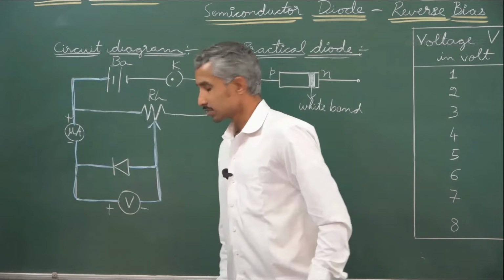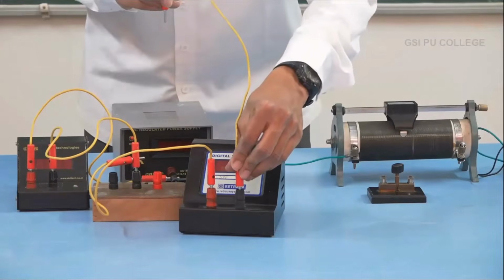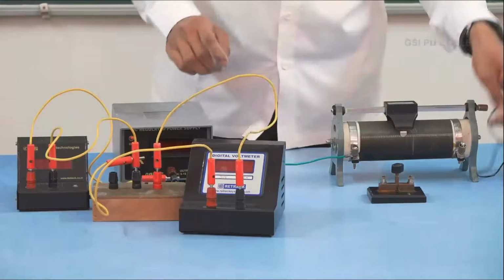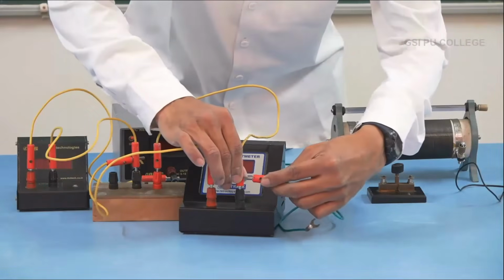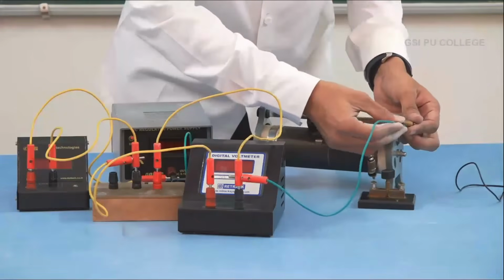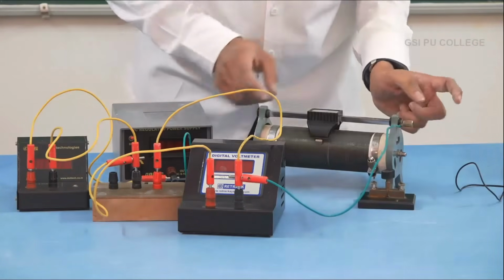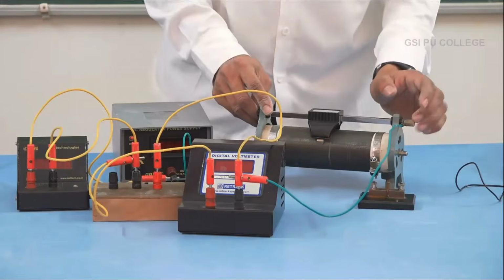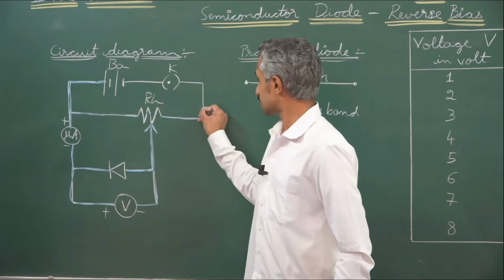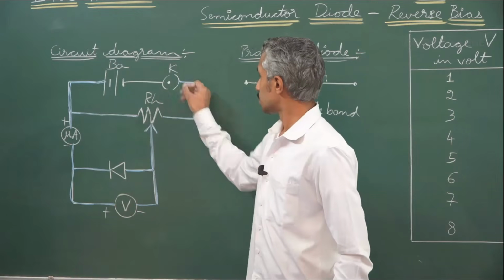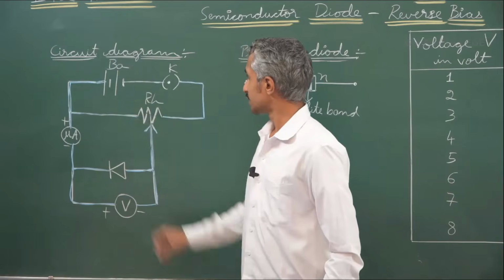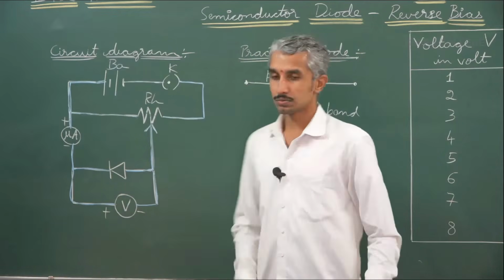So let us make the connection. From the negative end of the voltmeter to P type of the diode, also from the same negative end of the voltmeter to the variable contact of the rheostat, which is the upper contact. After this, finally, from the third terminal of the rheostat to one end of the key and from another end of the key to battery negative. So let us complete the circuit.